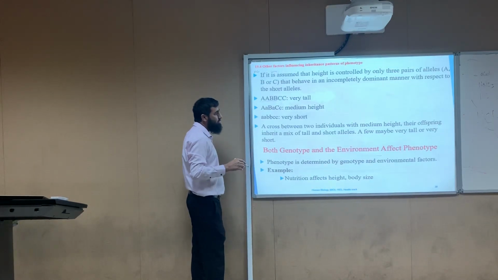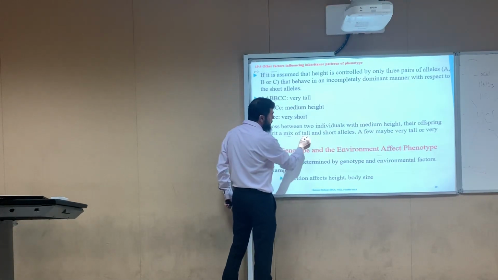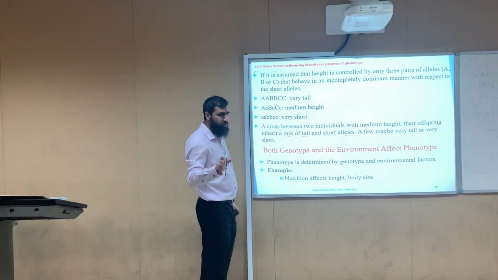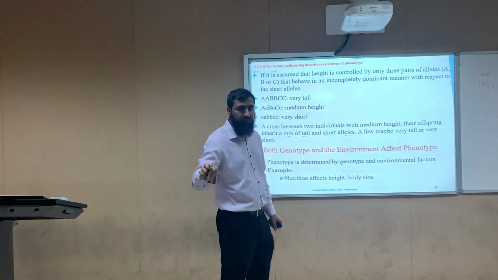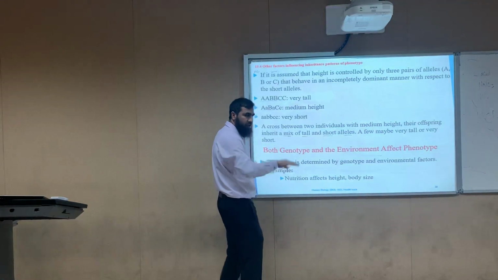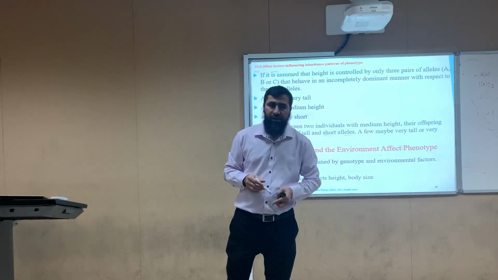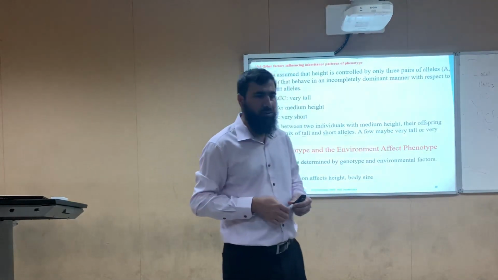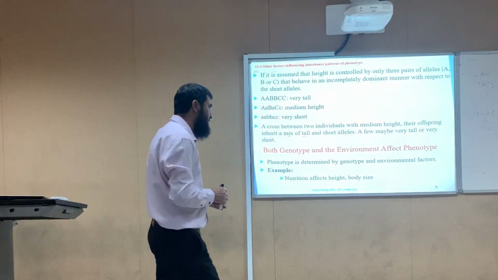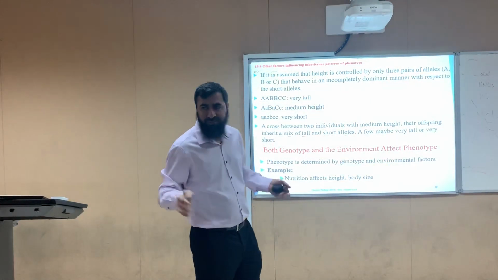So you will see a mix of the tall and short alleles, okay? You will see very few with the tall phenotype and very few with the short. Most will be in the medium, so it will be like a continuous range. If you remember the dihybrid cross, only one of them ended up homozygous recessive, so the chance of that is very weak, okay?